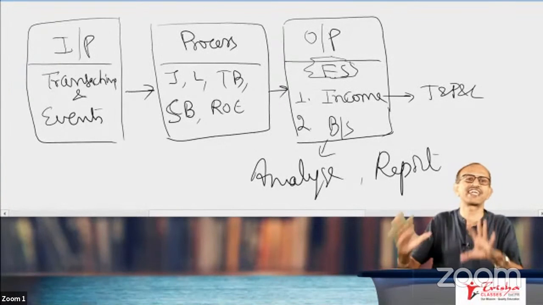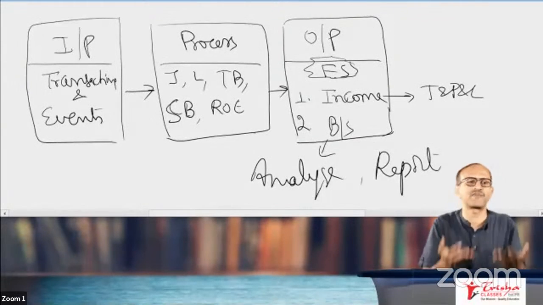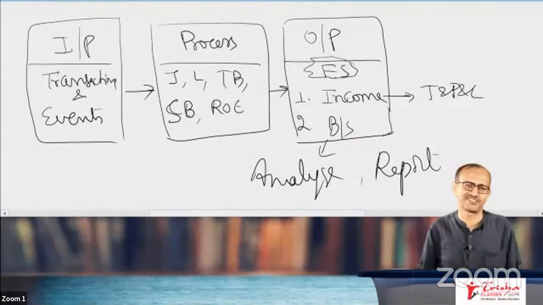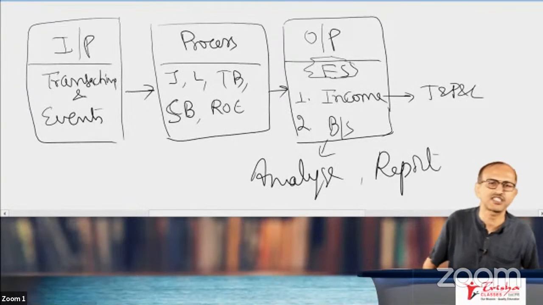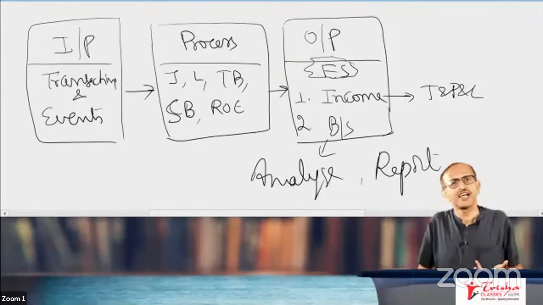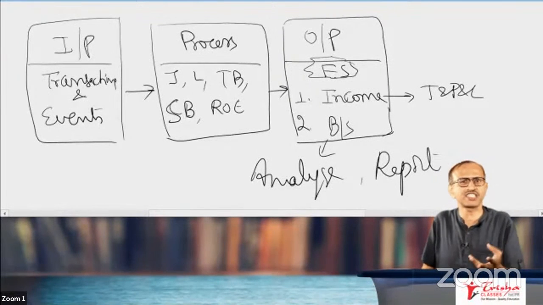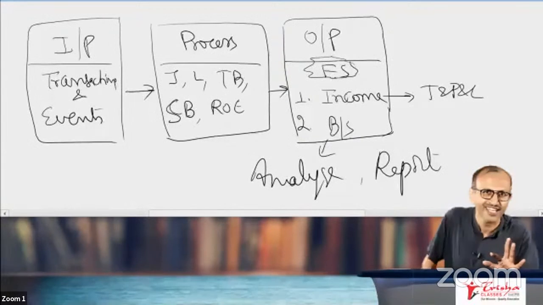Relate the same thing here. Trading and P&L account and balance sheet, by looking at it you cannot conclude. Can you say you made 20 crore turnover, is it a good company this year? 20 crore sales, is it good? How do you say? Last year if it was 50 and this year is 20, it has come down. Are you there with me?